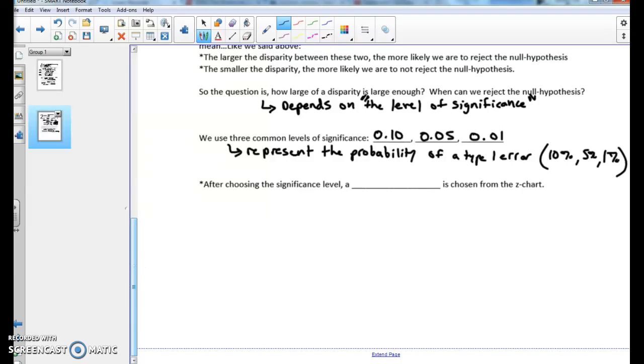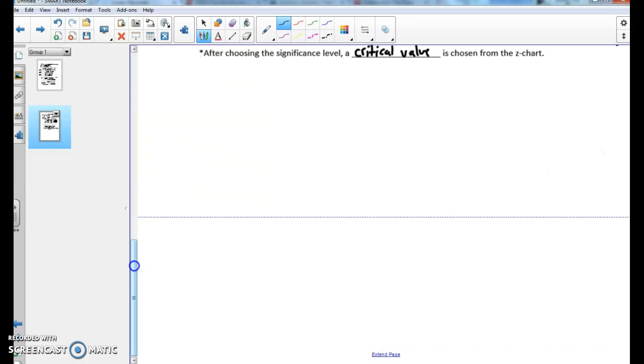So after choosing the significance level, a critical value is chosen from the z-chart. Here's what I mean by that. I'm going to draw in some stuff down here, and hopefully you guys can fit all this in. I know it's going to be a little tricky. When we're talking about critical values, it's going to have to do with your z-score, your z-chart.